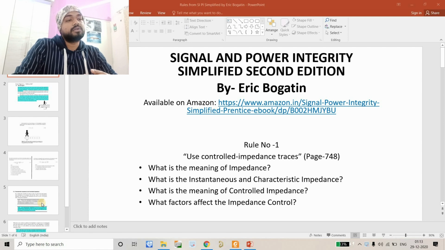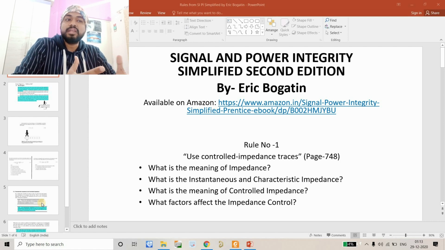There are a lot of pages where Eric discusses everything in great detail, and here we're going to discuss a few questions throughout this video. The first question is, what is the meaning of impedance? How can we estimate the impedance throughout the track? Another question we can ask from this rule is, what are the instantaneous and characteristic impedance, and how can we control those impedances?